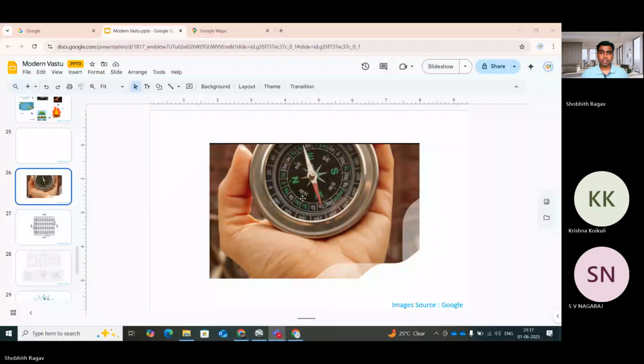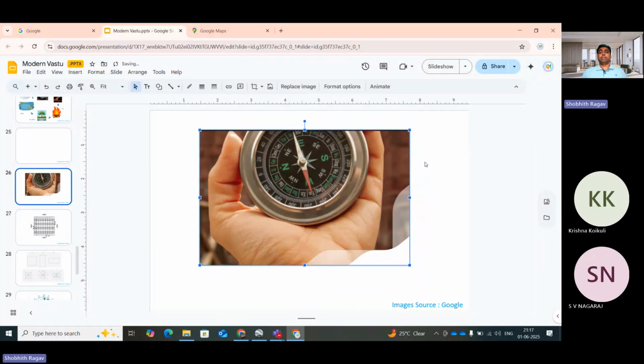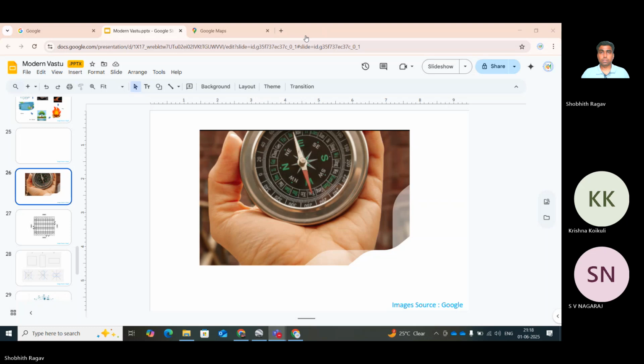Transcribe. Transcription also started. So let me share my screen. Okay.